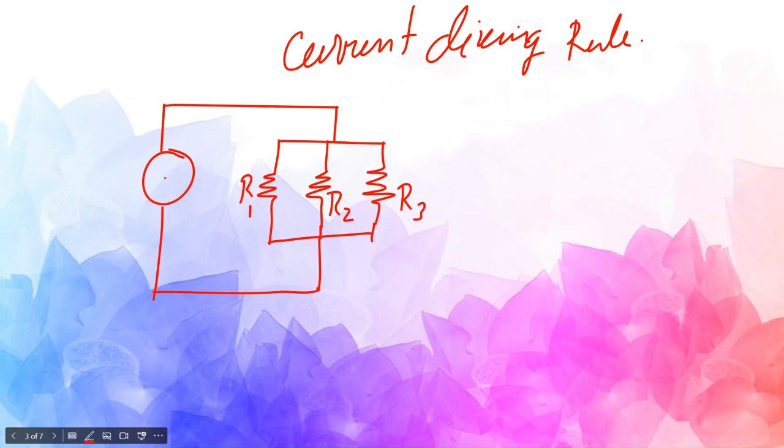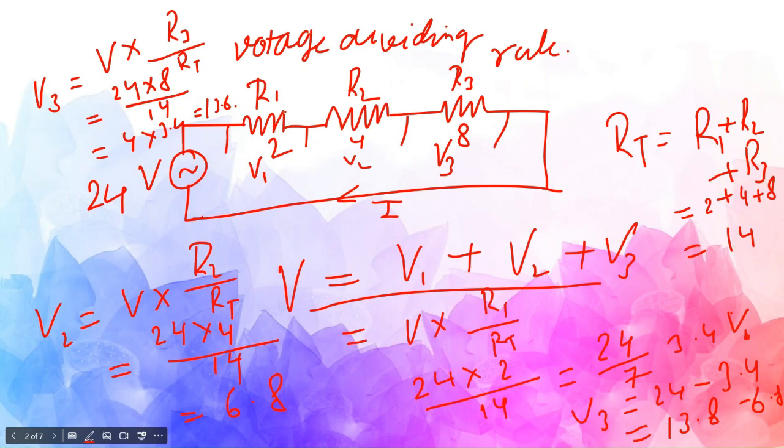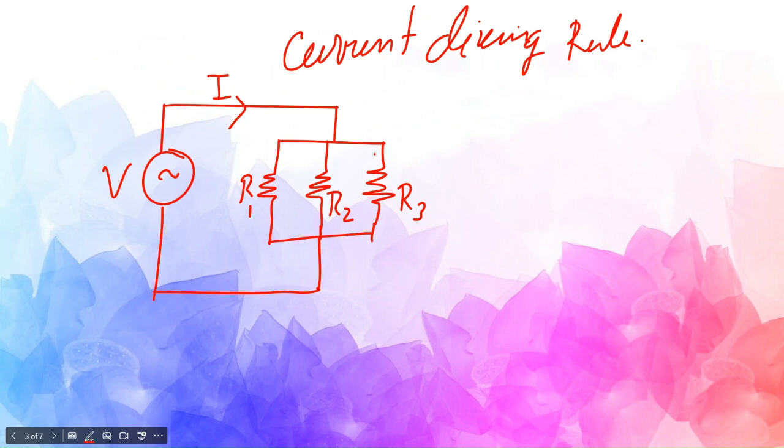Now let us consider an alternating current. Voltage is applied across this, there will be current I. In the earlier case it was a series circuit, so the same current I was flowing through all the resistors. But it is not the case here. Here the current will be divided into three parts: I1, I2, and I3. And the formula is I equal to I1 plus I2 plus I3.